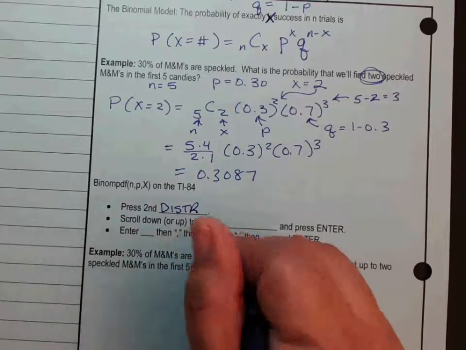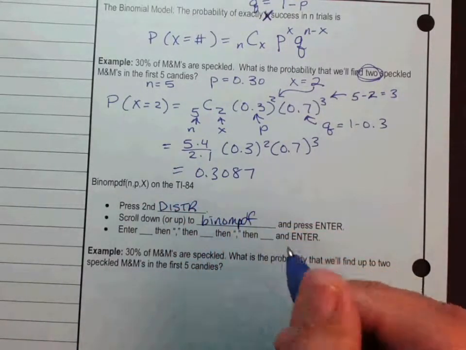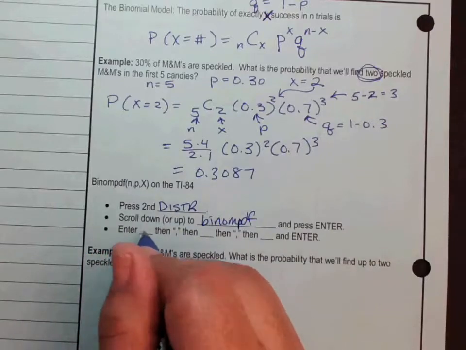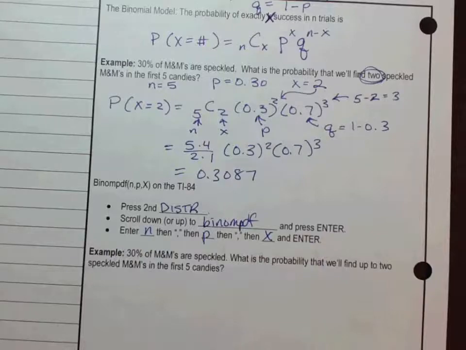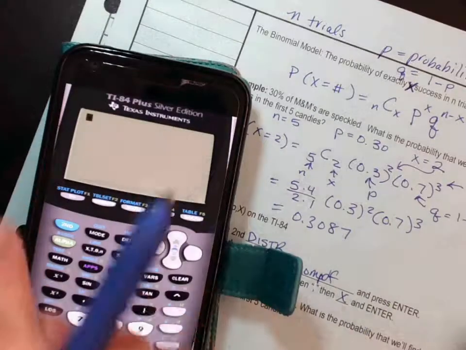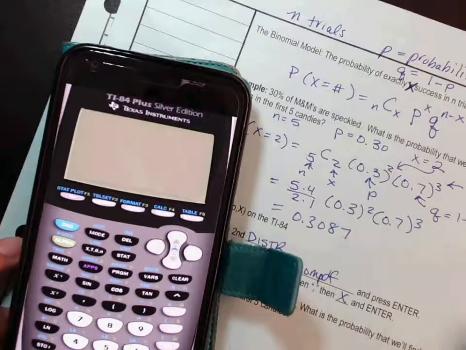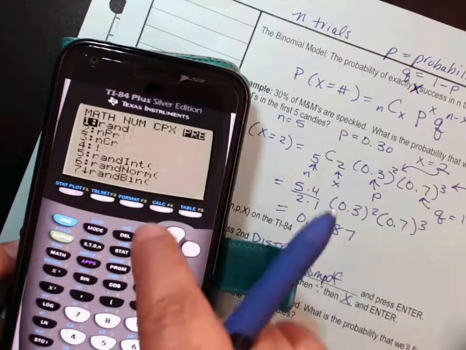Okay. And then Binom, scroll down to Binompdf. And then we're going to press enter. Then we're going to do N and P and then X. And I'll pause here. I went ahead and got my phone, which has the handy Wabbit Emu, very nice calculator that shows up. So let's go ahead and hit Math, PRB.